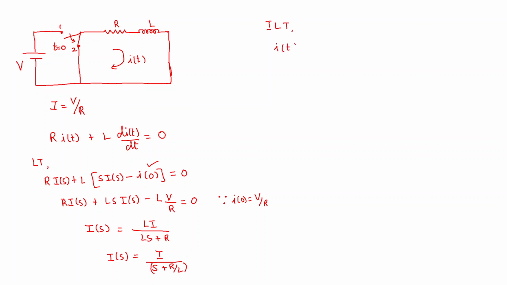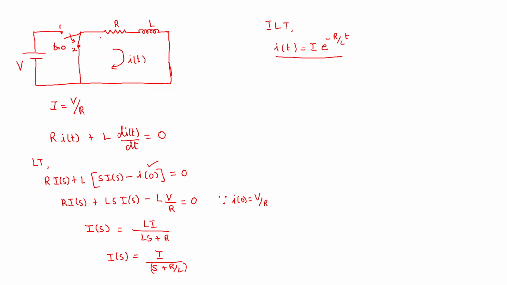i of t is equal to I, a constant, capital I, times 1 by s plus some constant. When you take the inverse Laplace transformation, it becomes e power minus that constant into t. So this is your expression for i of t. This i of t is the initial current, the steady state current I that was flowing through this inductor, which is slowly getting decayed, e power minus R by L into t. This will decay and reach 0 as time tends to infinity. That's why it is called the decay of current case.